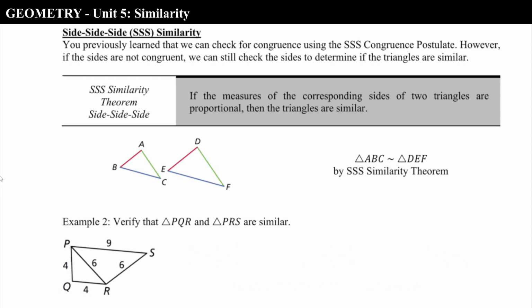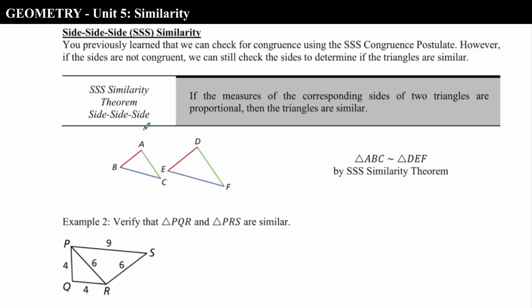Because our next type of similarity is side-side-side, which is something that we have for congruency. So this is why you need to specify if you're talking about side-side-side congruency or side-side-side similarity, because they both have the same name. Now, we previously learned that you can check for congruence using side-side-side. However, if the sides are not congruent, we can still check the sides to determine if the triangles are similar. So if the measures of the corresponding sides of two triangles are proportional, then the triangles are similar.